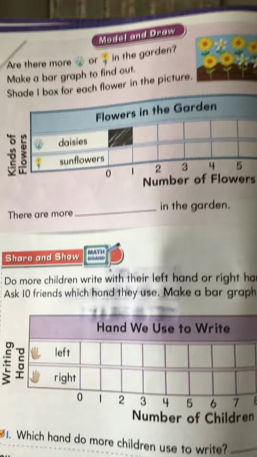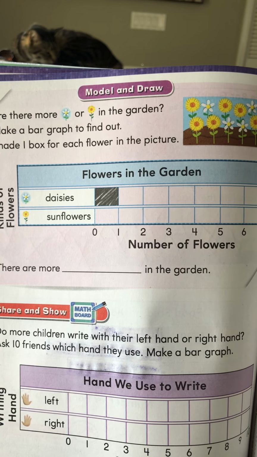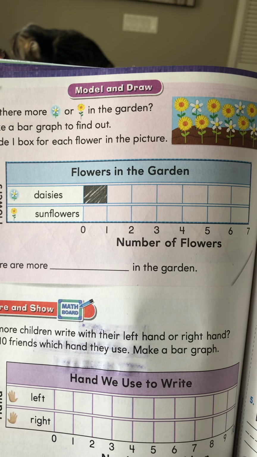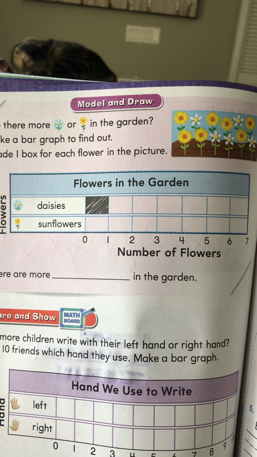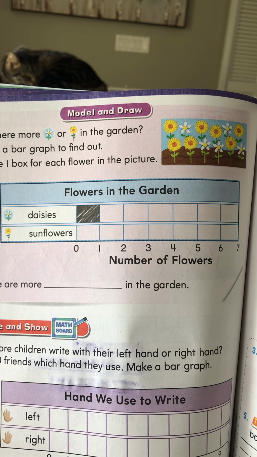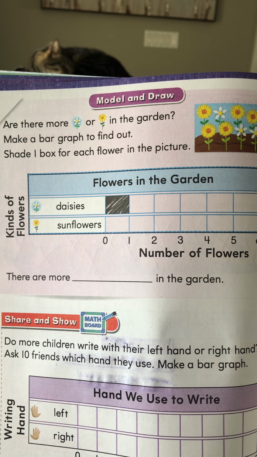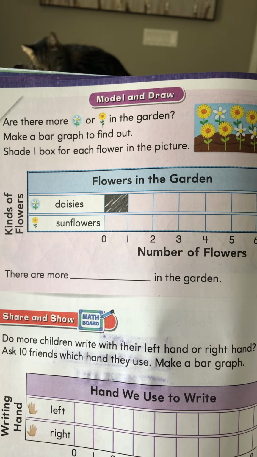Okay, so let's look at the top, and it says, are there more... there's different types of flowers. Looks like daisies and sunflowers. Are there more daisies or sunflowers in the garden? Make a bar graph to find out. Shade 1 box for each flower in the picture.